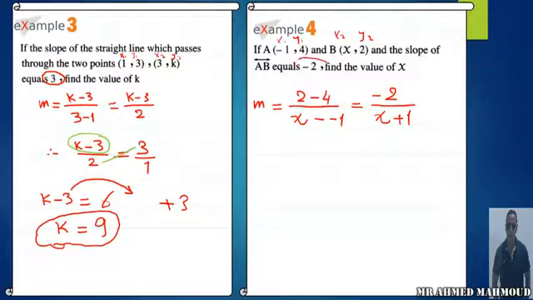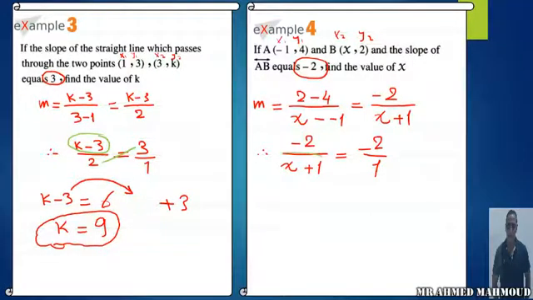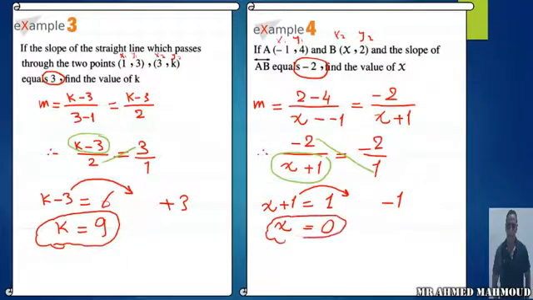And m here equals negative 2, therefore negative 2 over x plus 1 equals negative 2. I will make it negative 2 over 1. Then x plus 1 equals negative 2 times 1 over negative 2, which equals 1. Here I'm going to send 1 there as minus 1, then x equals 1 minus 1 equals 0, and this is the value of x.